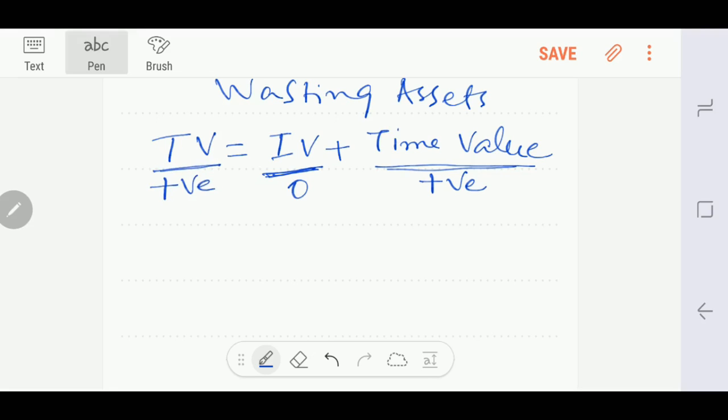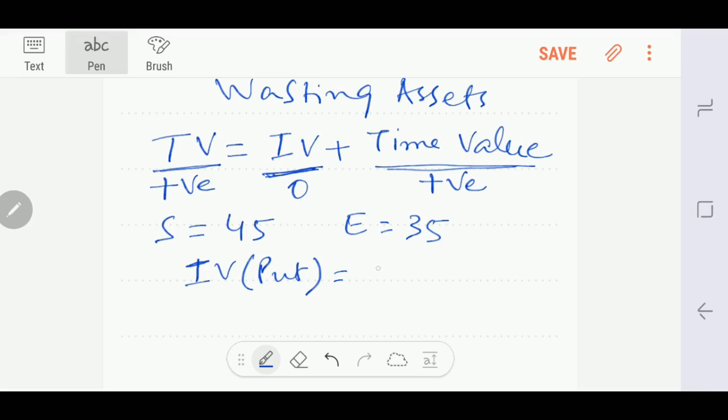In the example that we solved in the last video, we had this data, if I remember correctly. We had the stock price equal to 45 and the exercise price equal to $35. So given this information, if you think about the intrinsic value of a put option, what would it be? So let's write the intrinsic value of a put here. It will be a maximum of two numbers, either 0 or E minus S.